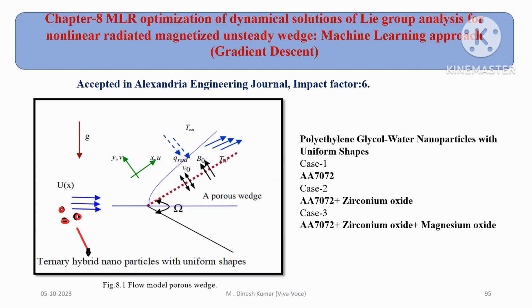So up to now, the problems I did used a stretching surface, and in chapters 8 and 9 the geometry is a wedge, and in each chapter I applied nonlinear thermal radiation and the buoyancy effect. In both chapters the nanoparticle shapes are uniform only, and here there are 3 cases, with the base fluid as a combination of polyethylene glycol and water. Case 1 is a single nanoparticle, aluminum alloy. Next, case 2 is a hybrid of aluminum alloy and zirconium oxide. Next, case 3 is a ternary of aluminum alloy, zirconium oxide, and magnesium.